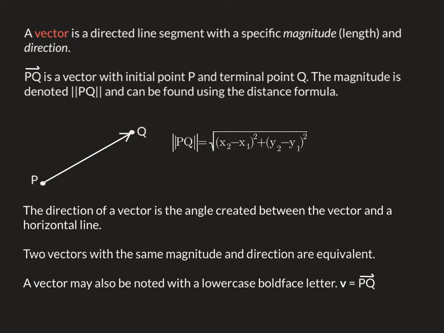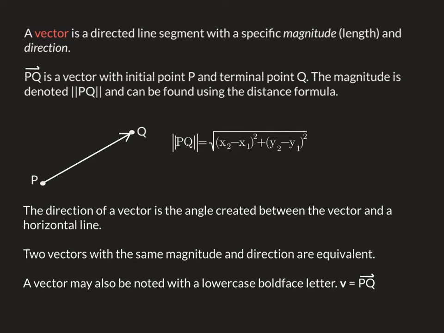Hello. In this video, we're going to be introducing the concept of a vector. Now, a vector is a line segment that has a very specific direction and a very specific length. Notice in my example, I have a vector that starts at point P, the initial point, and ends at point Q, the terminal point. So it has that direction from P to Q, and it has the length between those 2 points.